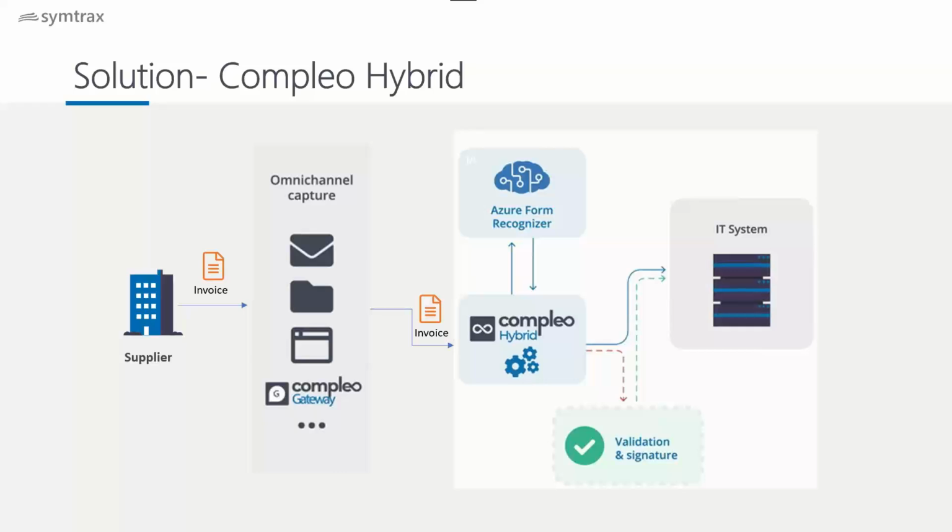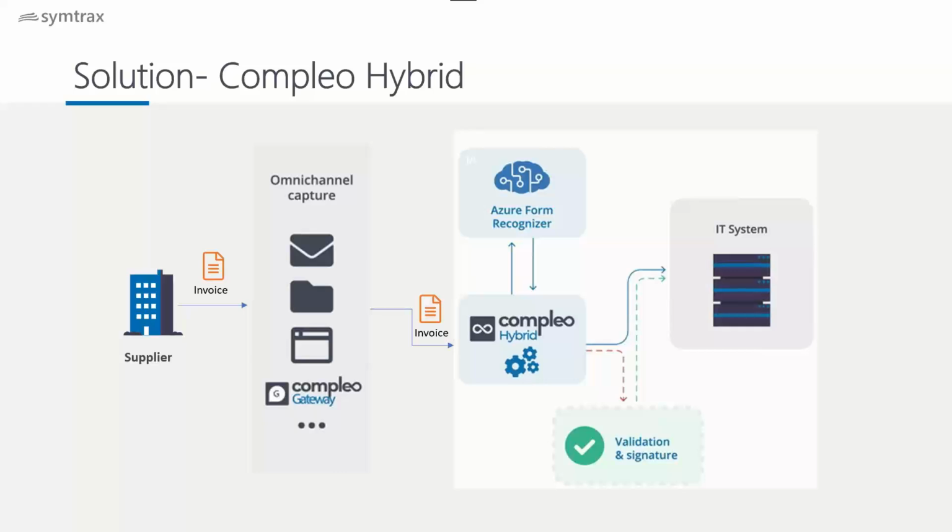Compleo Hybrid can monitor your mailbox. So as and when an email is received from the supplier with the invoice as an attachment, it can be automatically retrieved and processed based on the business process. Compleo Hybrid can also monitor a shared folder or a particular folder. So as and when we upload a document, say for example an invoice, it will be automatically retrieved and processed, right? Again, Compleo Hybrid can be directly integrated with the supplier's ERP. So whenever an invoice is generated in the supplier's ERP, it will be automatically retrieved, right?